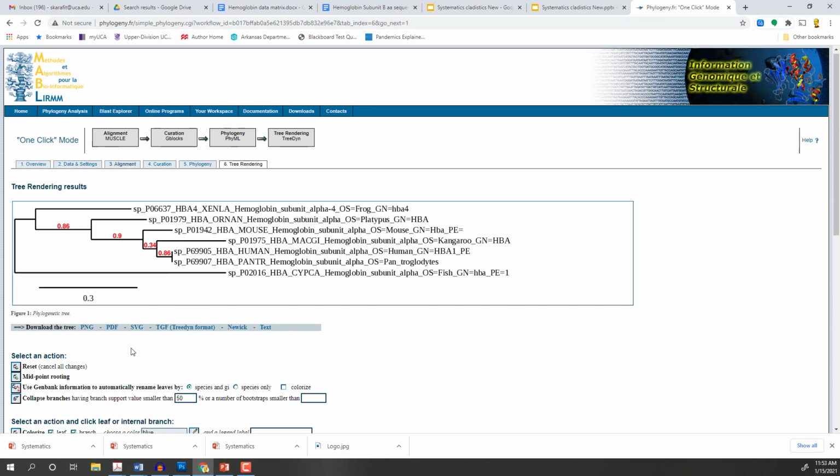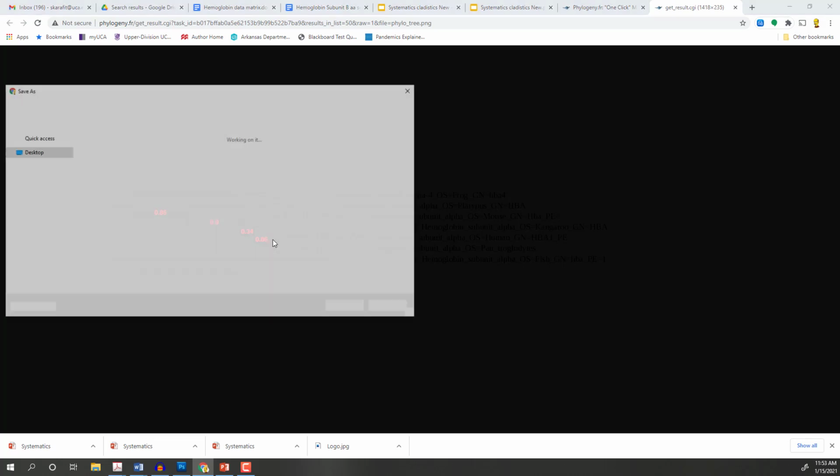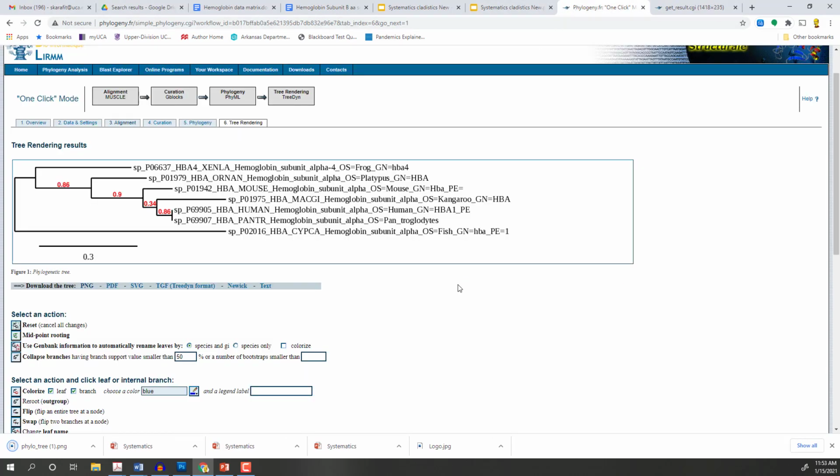So what you can then do is click on download as PNG, and you'll see something that looks like this, and you right click and save image as, and you can save the image. It'll actually look better than it looks here. You can save the image to your computer and paste it into your assignment. Okay, so that's how you'll do that. And I think you'll be able to figure that out pretty easily.